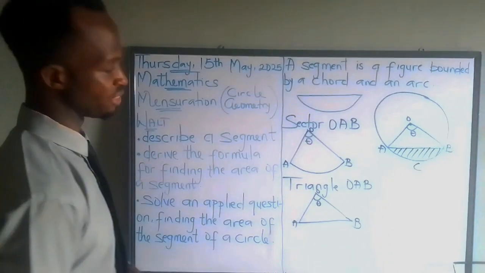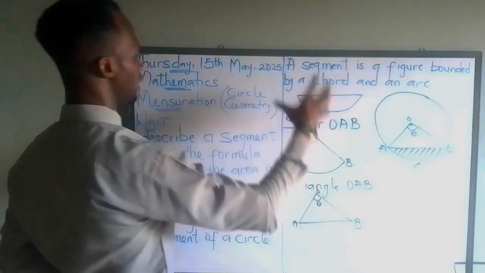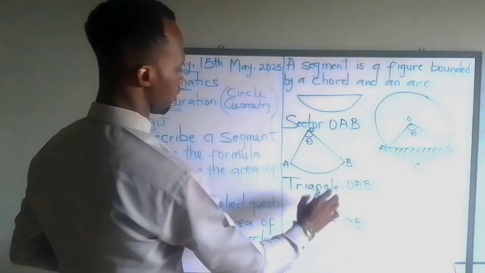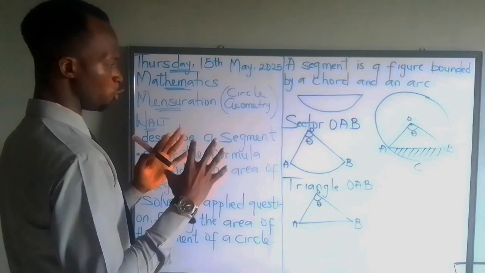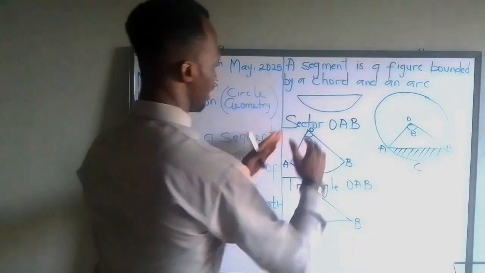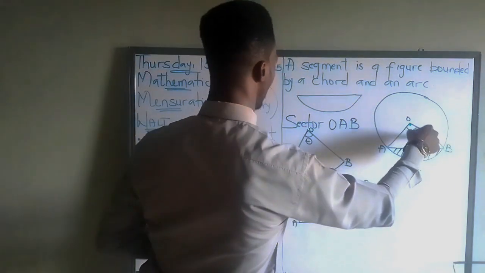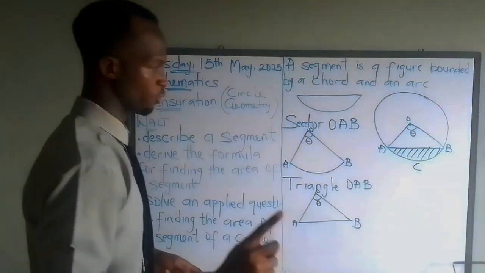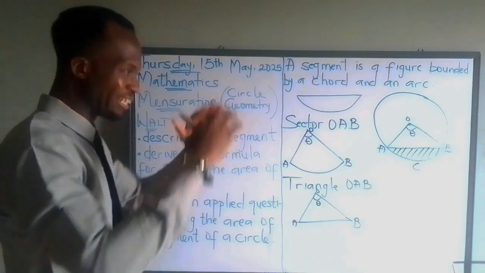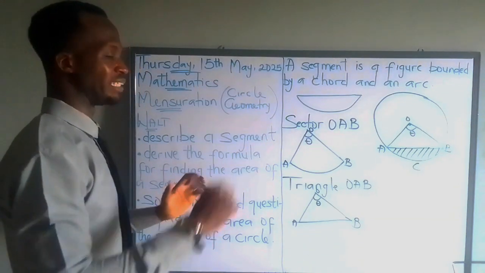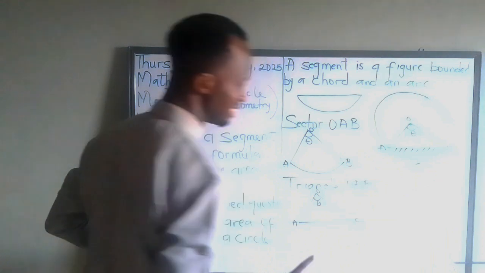Now, to find the area of the segment, it is important for you to bring out these two shapes, the sector and the triangle. If you look closely, you will see that the sector covers everything here, both the triangle and the segment. Take note of that. The sector covers everything. The area of the sector is equal to the area of the triangle and the area of the segment.